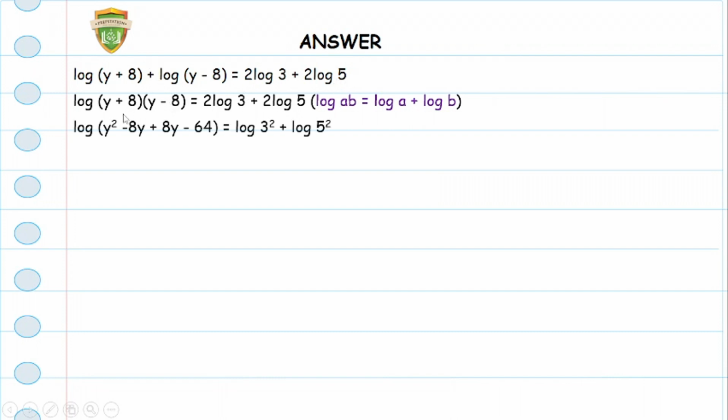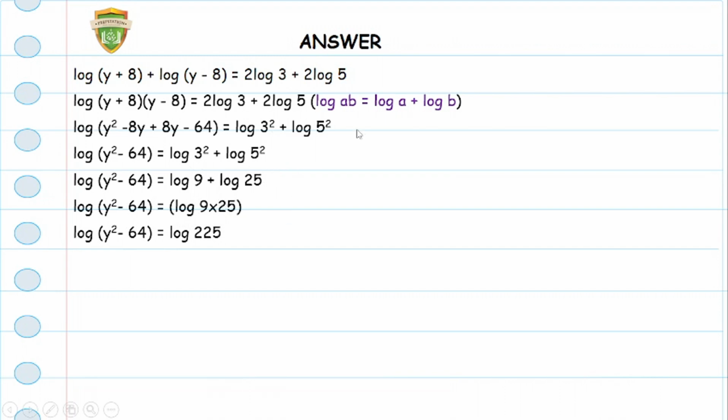Now, when you open these brackets, y times y is y squared, y times minus 8 is minus 8y, plus 8 times y is 8y, plus 8 times minus 8, plus minus minus, so that becomes minus 64, right? Now, this is another log rule. When I have a coefficient in a log, that number can simply become the power in that log. So that's why 2 log 3 became log 3 squared and 2 log 5 became log 5 squared. And so when you simplify this, the 8y will take care of itself, leaving you with log (y squared minus 64) is equal to log 3 squared plus log 5 squared. This now becomes simplified to 9 and 25 respectively.